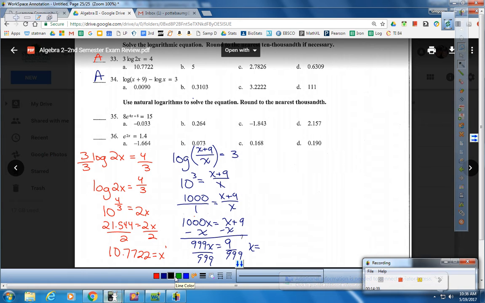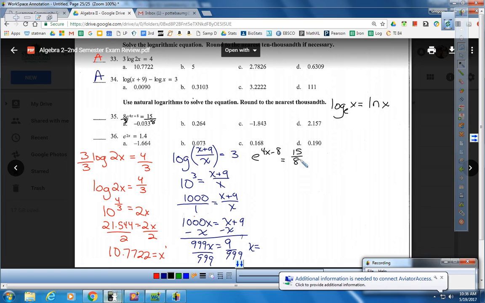Okay, e is the same as, I'm sorry, log base e is the same as ln. So if I have this, that's the same as this. And so that's what we're going to use. That's how we're going to rewrite it as a logarithm. So the first thing I would do with this one is I would divide both sides by 8. And I would get e to the 4x minus 8 is equal to 15 over 8. And then I would take the natural log. I would rewrite this as a logarithm. Natural log of 15 over 8 is equal to 4x minus 8.